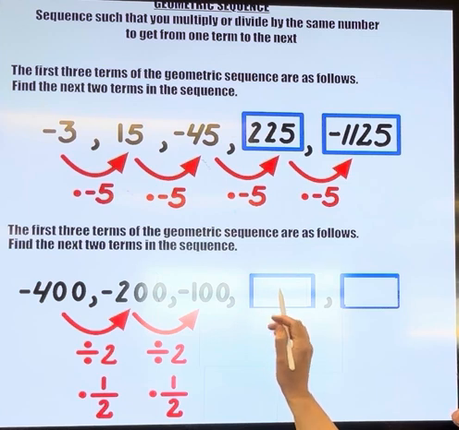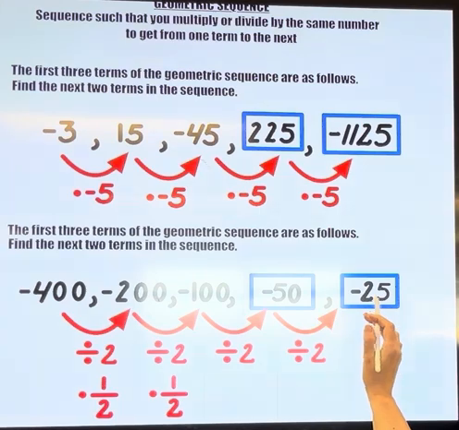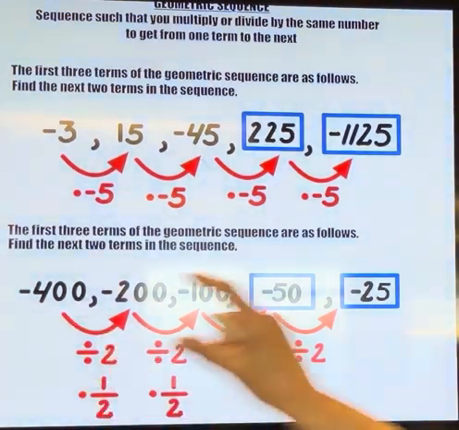Okay, then from here to here, continue just dividing by 2 to make it easy. -100 divided by 2 is -50. And then -50 divided by 2 is -25. And we have all of our sequence filled in.